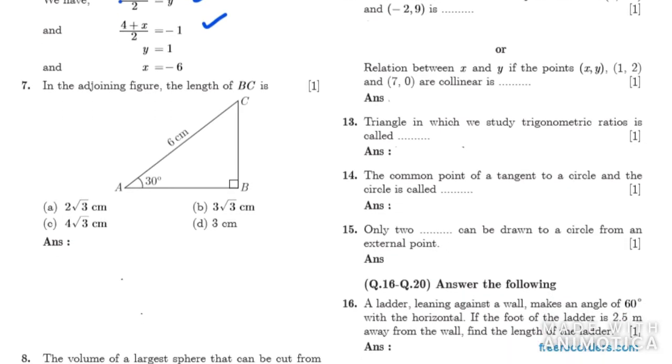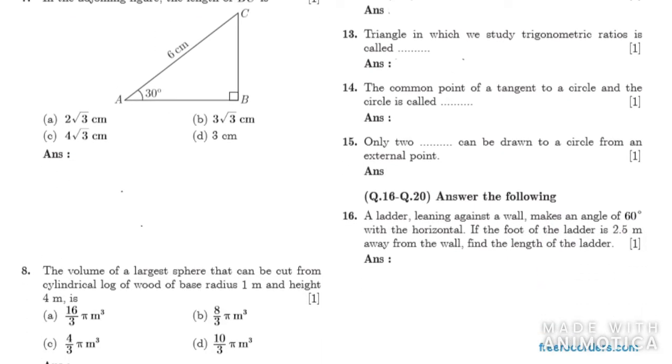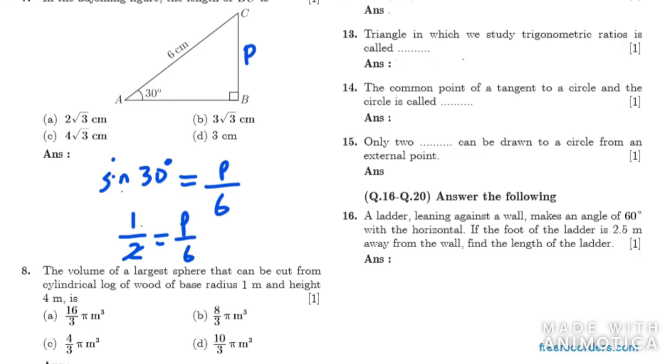Moving on to next, in the adjoining figure the length of BC is, so we are given the hypotenuse, we need to find BC, that is the perpendicular. So the relation between hypotenuse and perpendicular is of sine angle. So sine 30 degree equals P over H, and H in this case is 6, and the value for sine 30 is half. So P over 6, cutting down these two values, the perpendicular is 3 centimeter. So the right answer for this is D.